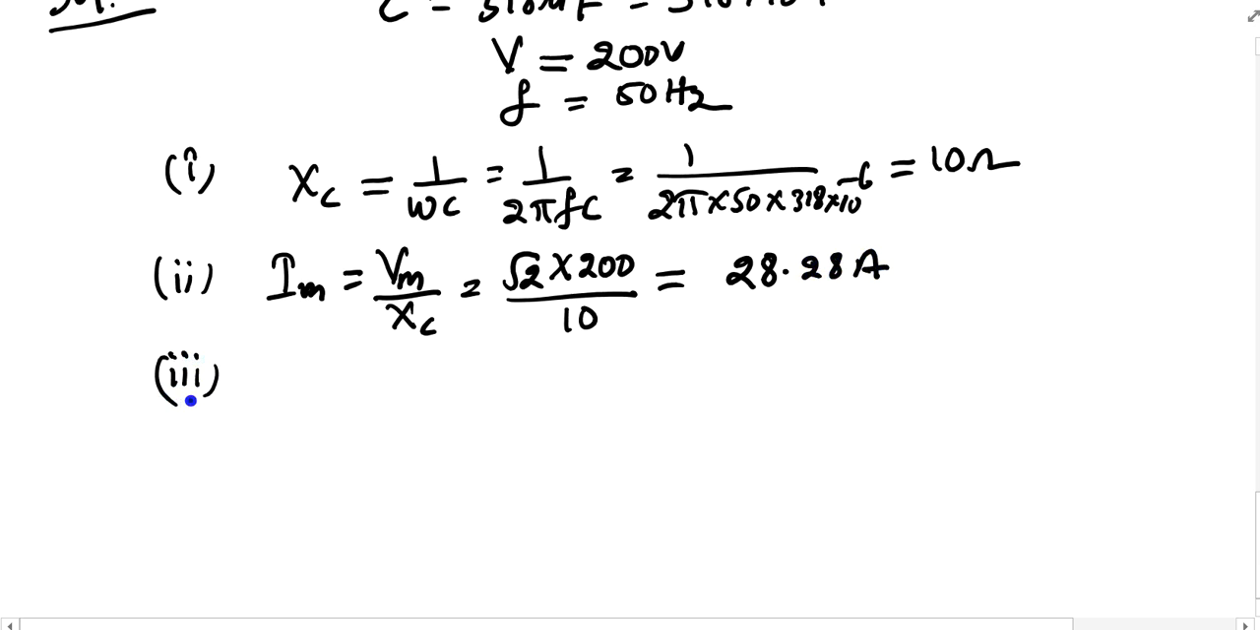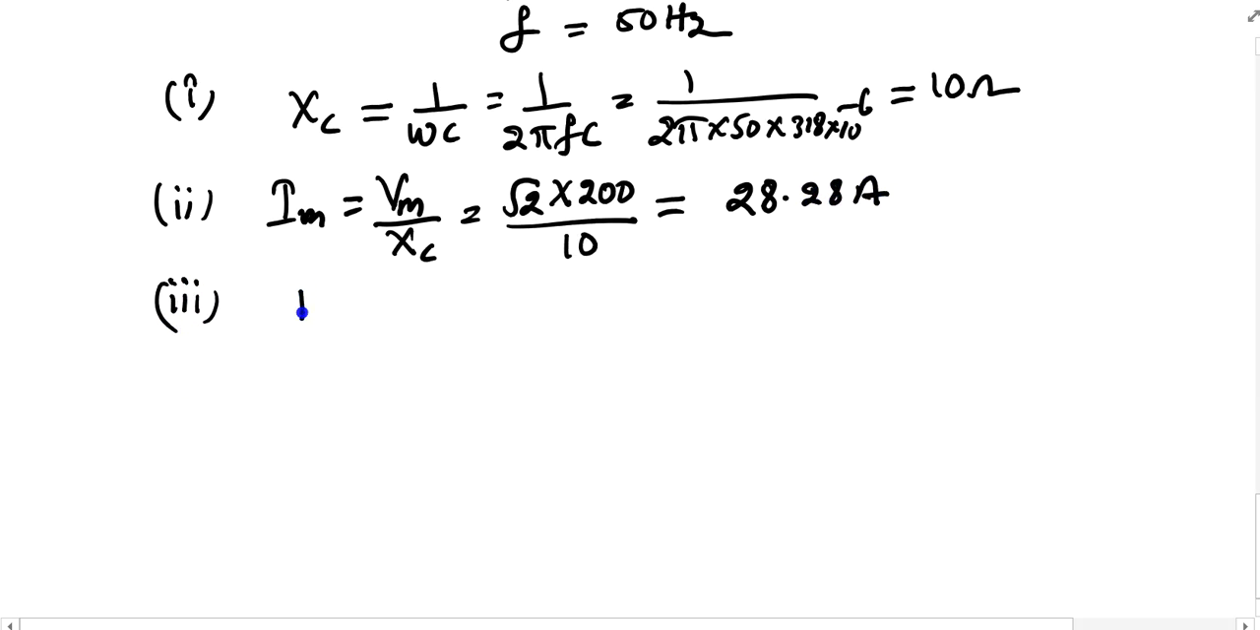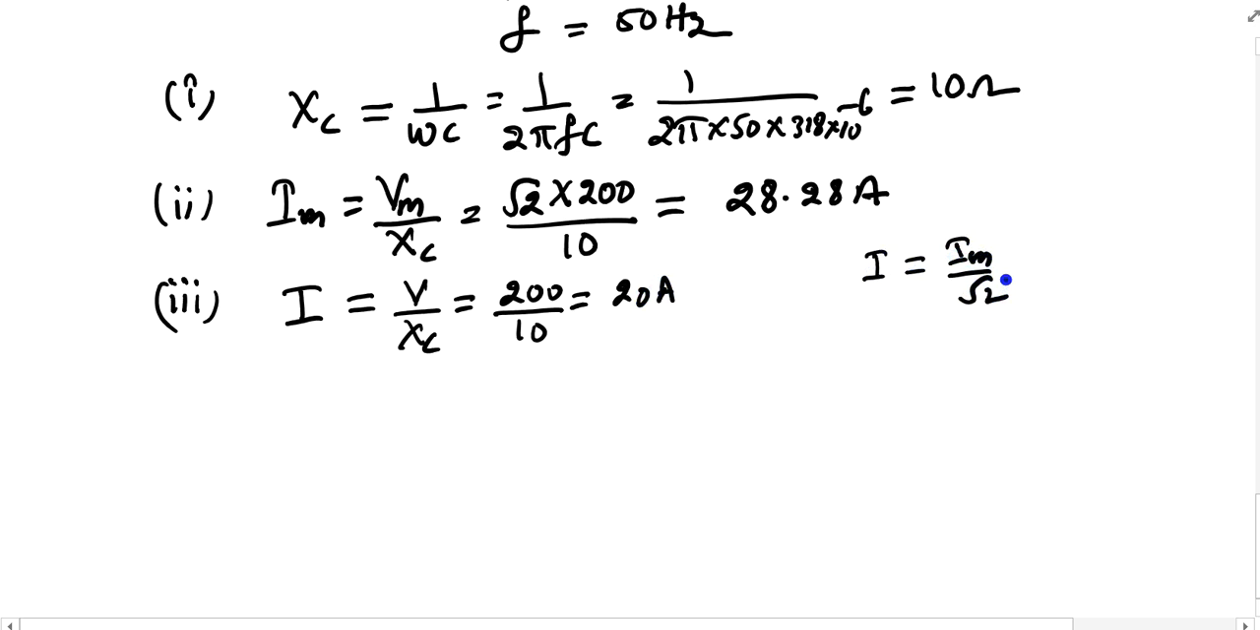Similarly, go for the third point here. They are asking to find the IRMS current. So IRMS current is nothing but V by XC. So 200 by 10, then also you'll get 20 amperes. Otherwise, IRMS is nothing but IM by root 2. If you do this one also, you will get 20 amperes. So this is another expression you can use.